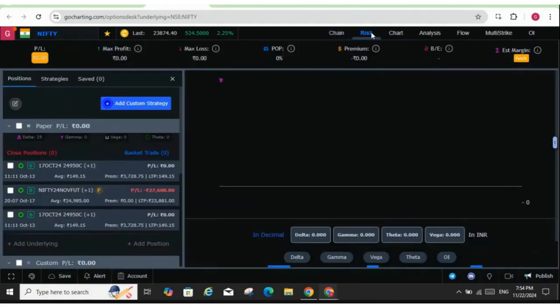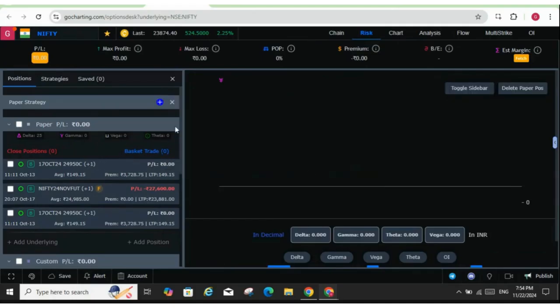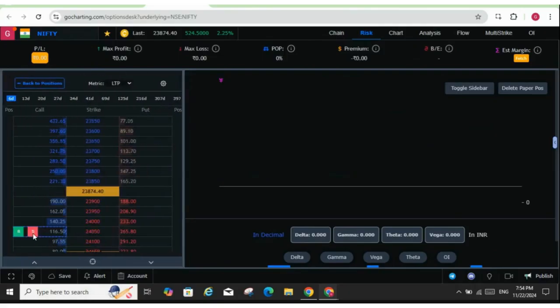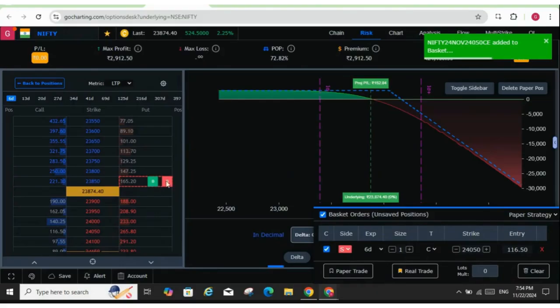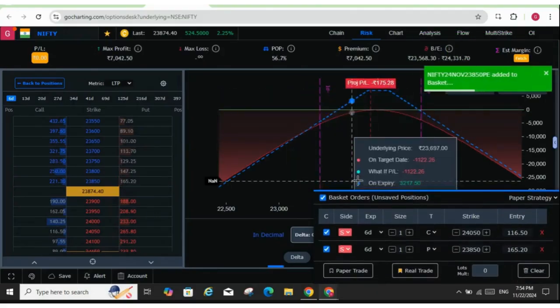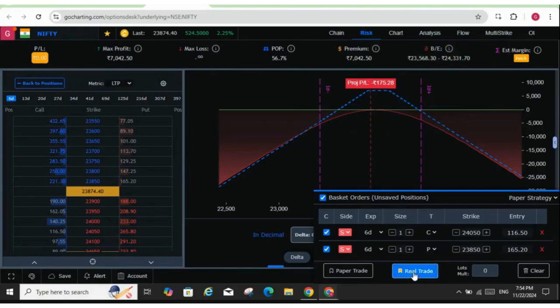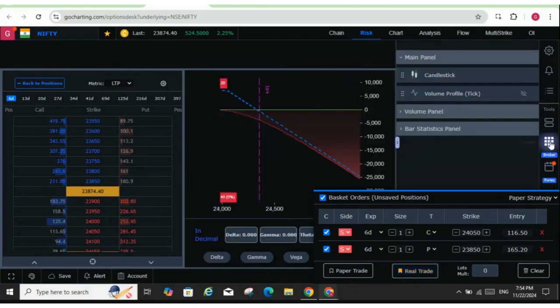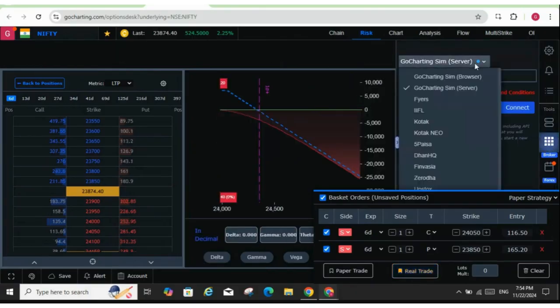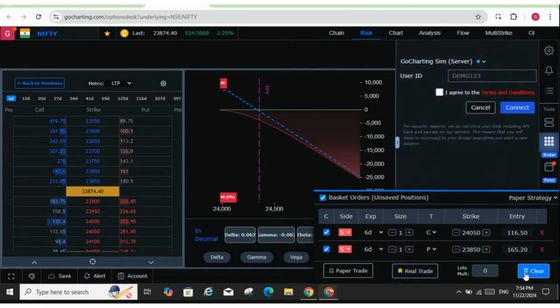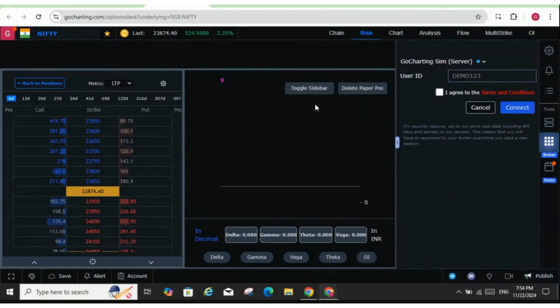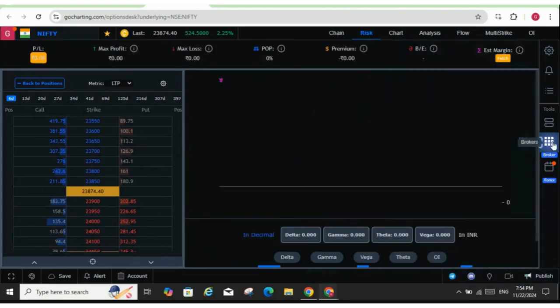Then we have this risk tab. What the risk tab does is basically you can create strategies. You can add custom strategies, apply, then you can add some legs like sell and sell. So this is your strategy. If you're connected with the real broker, you can click on the real trade. I just showed you how you can connect with your broker. You can also connect here. See here, this is the broker section. You can connect with your broker, and then you can place the real trades. And you can also see the strategy chart over here.